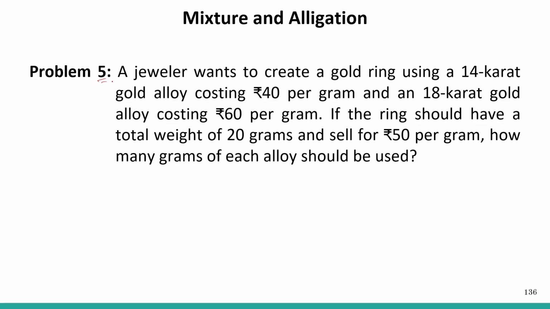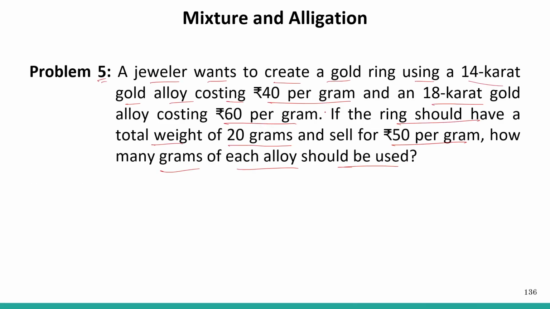So let's go forward with problem number 5. A jeweler wants to create a gold ring using 14 karat gold alloy costing 40 per gram, and 18 karat gold alloy costing 60 per gram. If the ring should have a total weight of 20 grams and sell for 50 per gram, then how many grams of each alloy should be used?